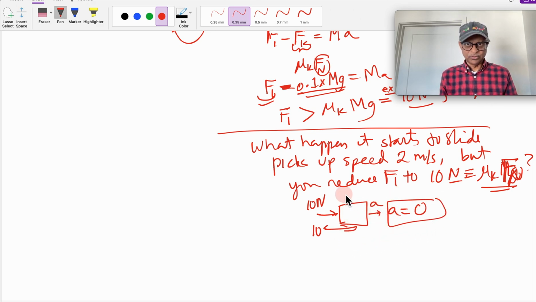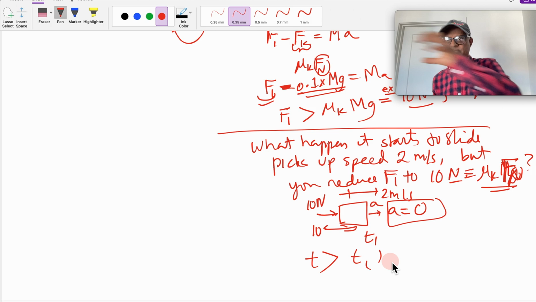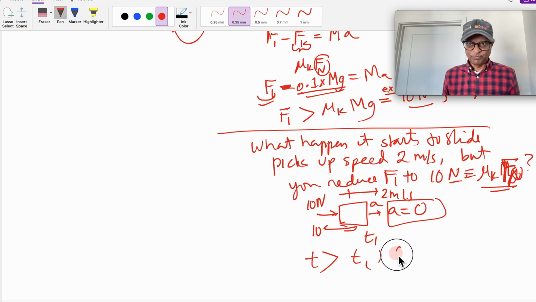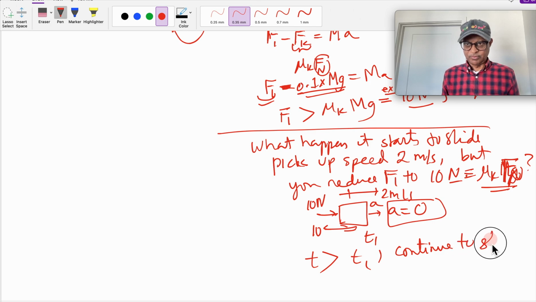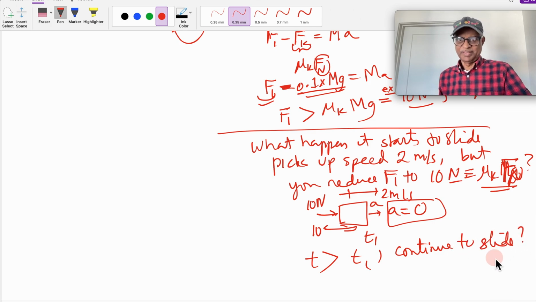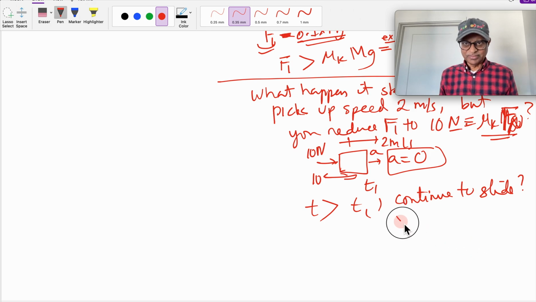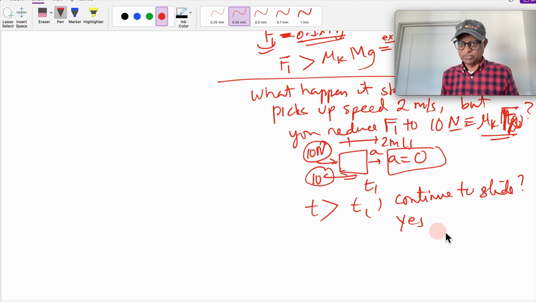So acceleration is 0. This whole thing is moving at 2 meters per second. So this is some instant t1. For t greater than t1, it will just continue to slide. Yes, this force and this force are balanced, so it will just continue to slide at 2 meters per second.